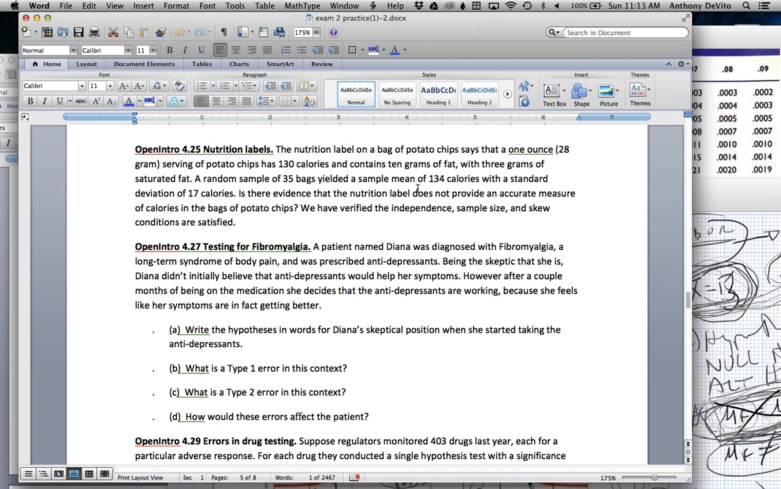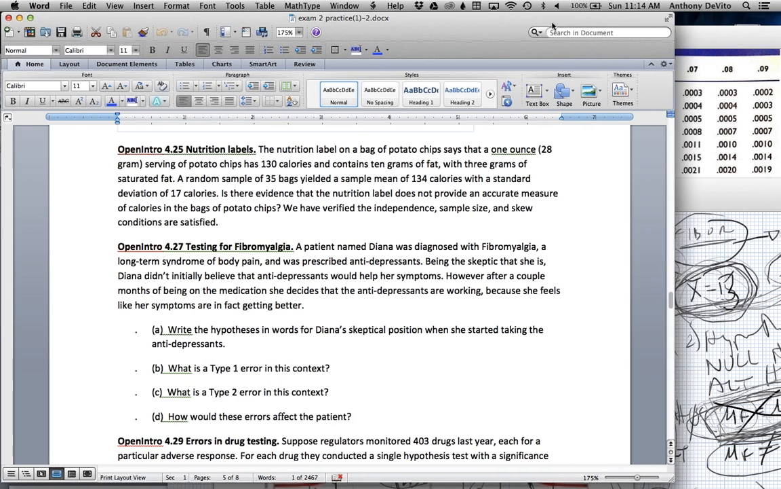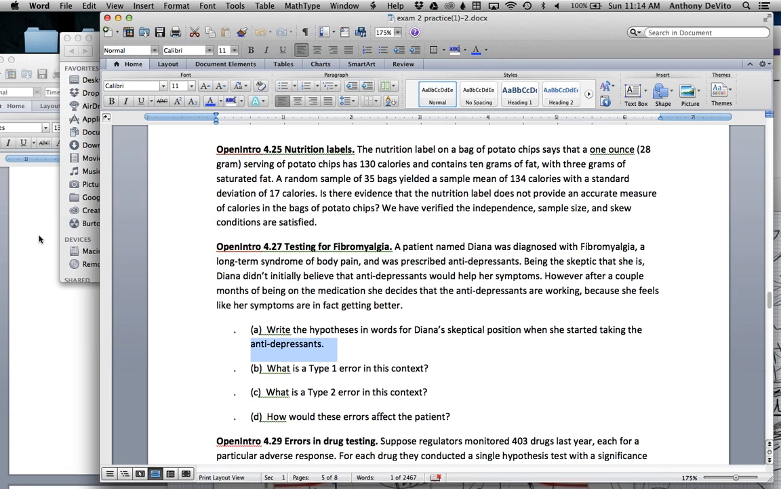But at any rate, 130 calories contains 10 grams of fat and 3 grams saturated fat. A random sample of 35 bags yielded a sample mean of 134 calories with a standard deviation of 17 calories. Is there evidence that the nutrition label does not provide an accurate measure of calories in the bag of potato chips? We have verified the independence, sample size and skew conditions are satisfied. Okay, so let's take a look at this. How are we going to solve this problem?